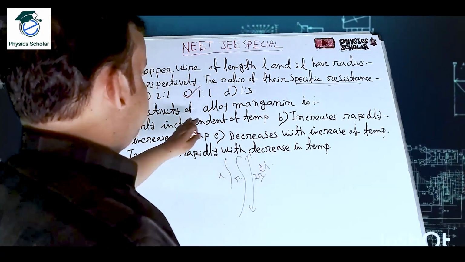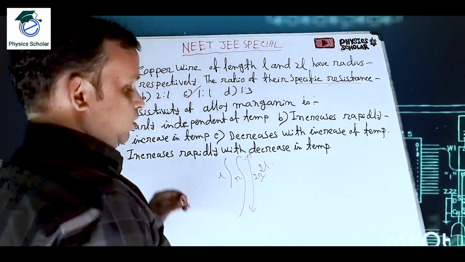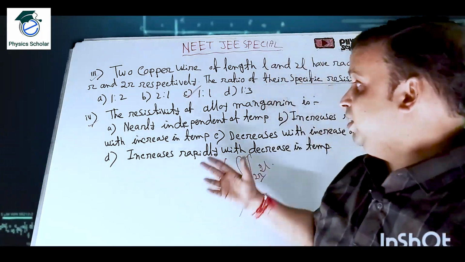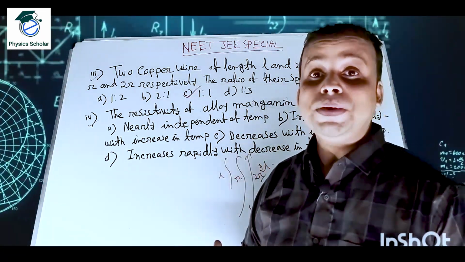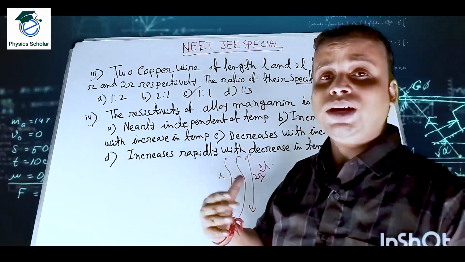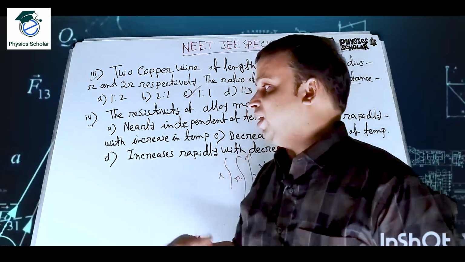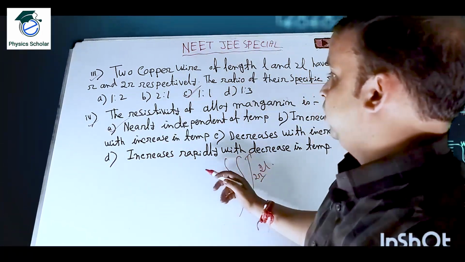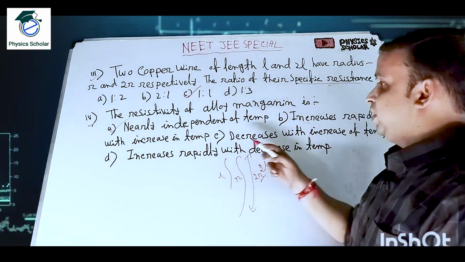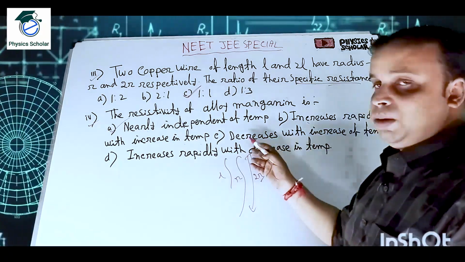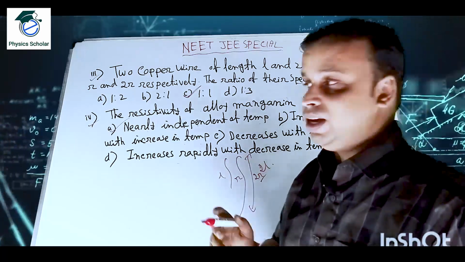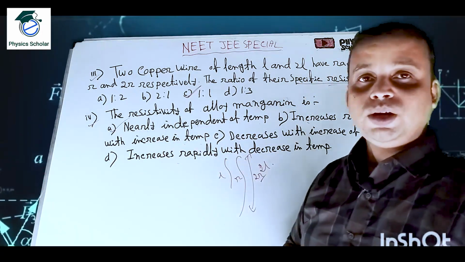The resistivity of the alloy manganese is nearly independent of temperature. That means if the temperature varies, their resistivity will not change much. So option A will be correct. Option B was increases rapidly with increase in temperature, then decreases with increase in temperature, increases with decrease in temperature. So option A will be correct, nearly independent of temperature.